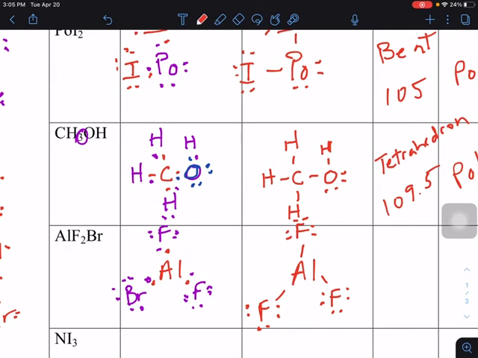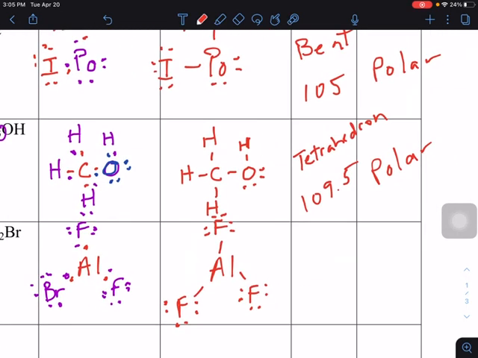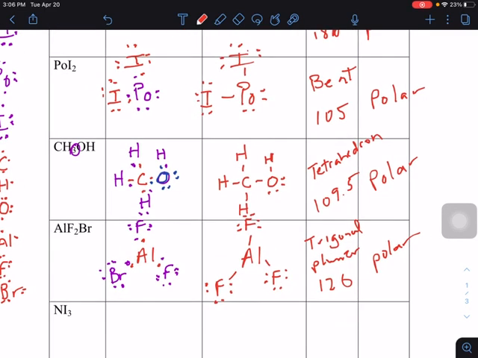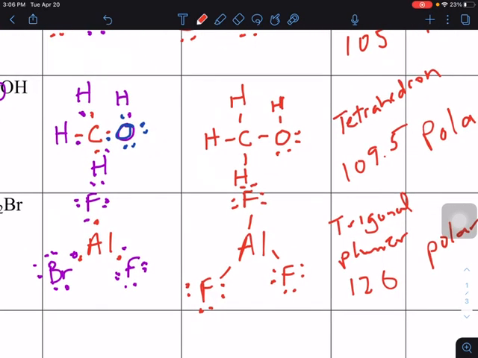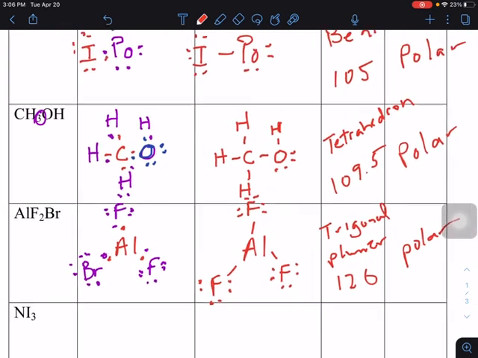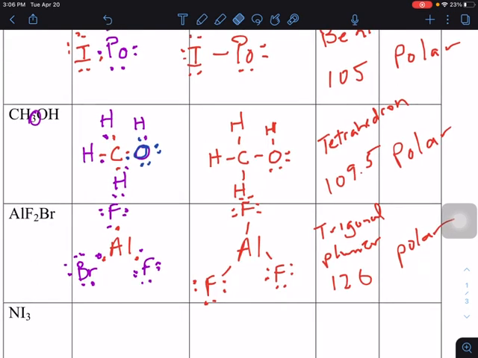7 there. Our shape for group 13 is trigonal planar. Trigonal planar is 120 degrees. And this is going to be polar. We have group 13 at the center, which could be nonpolar, but since they're not matching, we have 2 fluorines. Oops, I made a mistake here. Let's back up and correct this here.